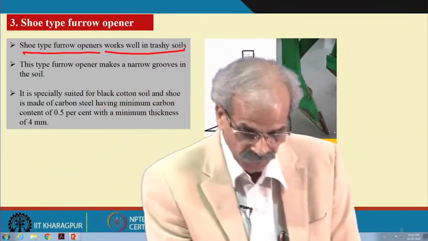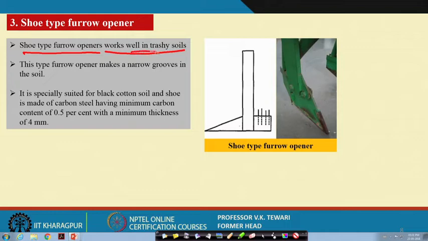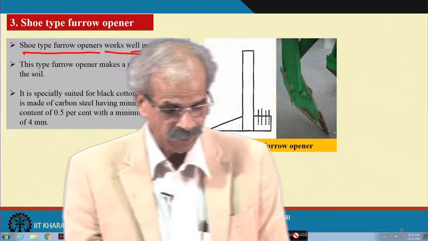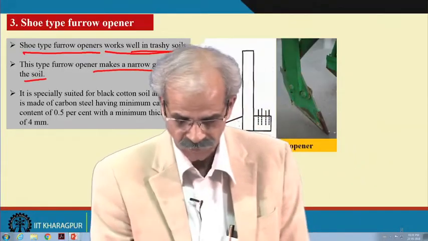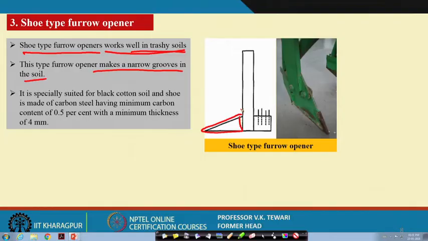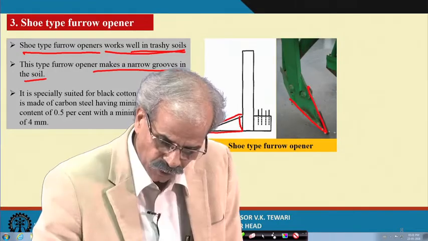Such shoe type furrow openers work well in trashy soil conditions, where a lot of trashes etc. are there. It makes a narrow groove in the soil. You can see the condition of this, it makes a narrow groove. You see here it looks very nice in the photograph here.